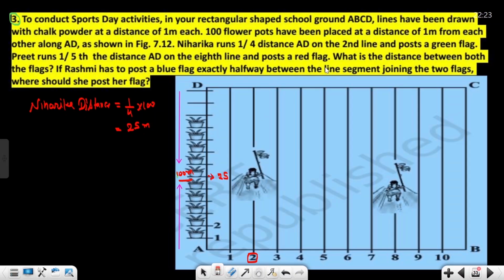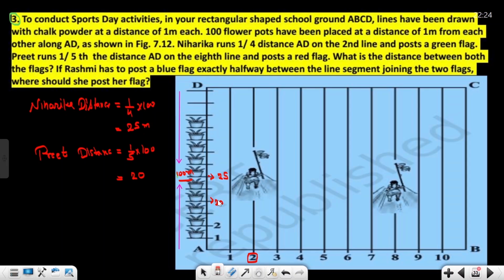Okay, similarly on the next line, Preet runs 1/5 of the distance of AD. Preet's distance is 1/5 of AD. AD is 100. 100 divided by 5 is 20. It means this girl's distance, suppose this one, is 20. Okay.